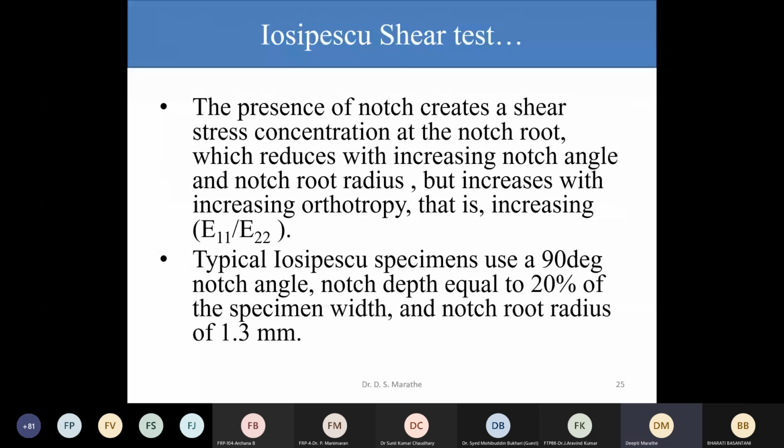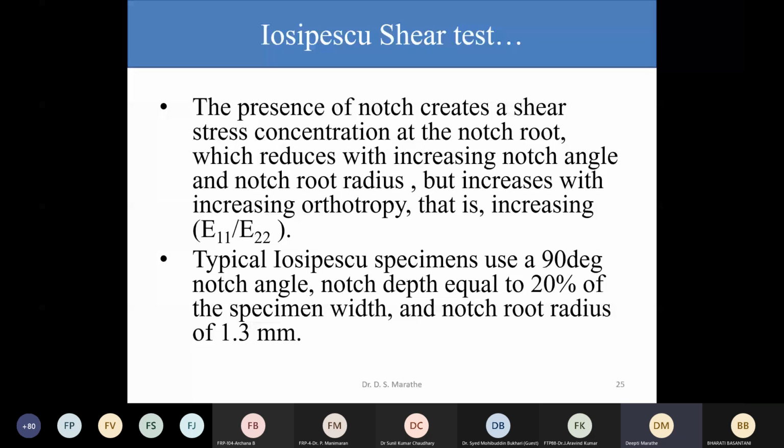Now these notches, naturally you know that they create areas of stress concentration. You need to have a radius at the root of the notch. Also, if there's going to be an increase in the orthotropy, meaning that E11 is going to be far greater than E22, then at that time it's also going to be an area of stress concentration at the notch.